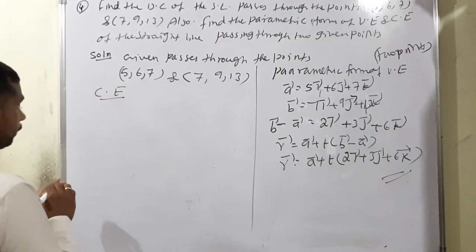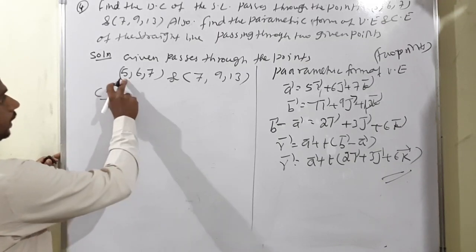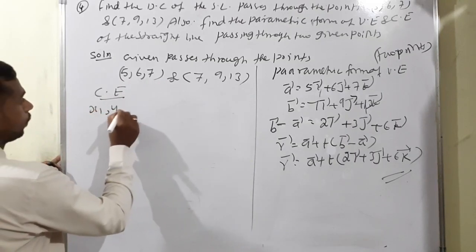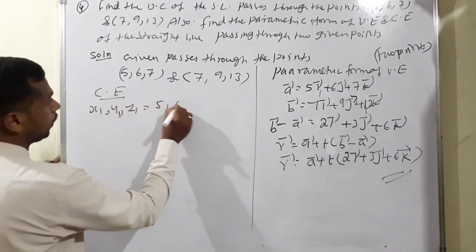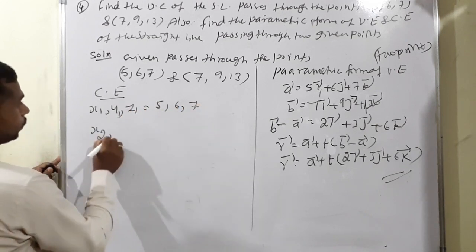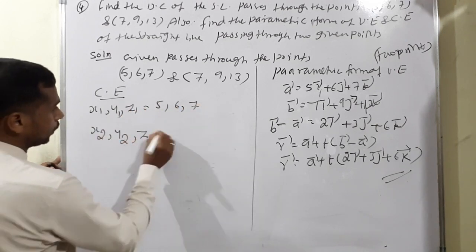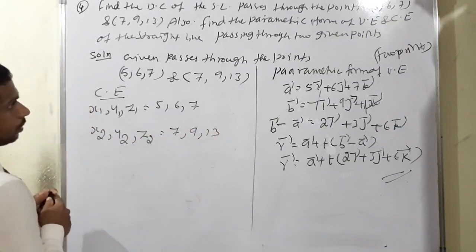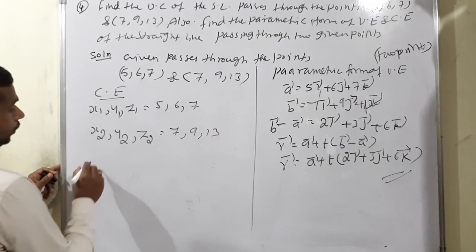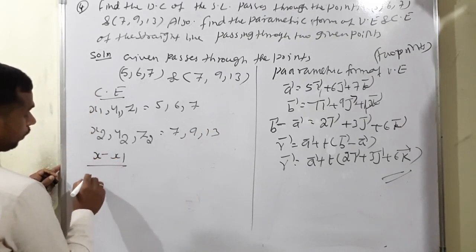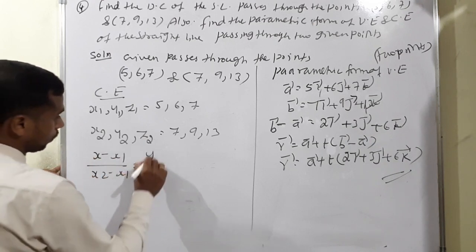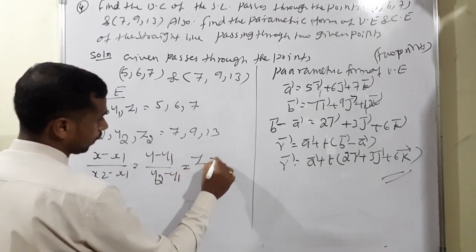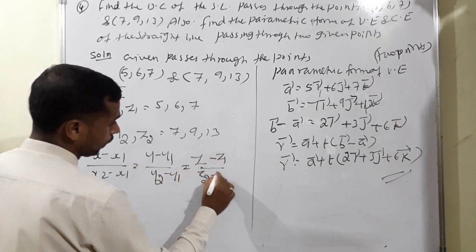So for the Cartesian equation with two points, what is the meaning? This is x1 y1 z1, this is x2 y2 z2. So x1, y1, z1 is equal to 5, 6, 7. Then x2, y2, z2 is equal to 7, 9, 13. So now what we have to do? The formula for the Cartesian equation with two points: x minus x1 divided by x2 minus x1 is equal to y minus y1 divided by y2 minus y1 is equal to z minus z1 divided by z2 minus z1.